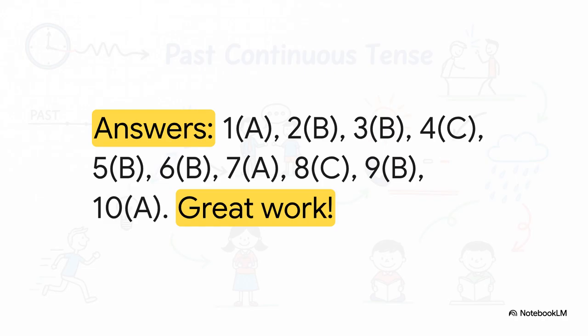And there are the answers. So how'd you do? Let's look at number 9. The right answer is didn't call, because the word yesterday refers to a finished time period. So it's a completed action, which means we need the simple past. But for number 7, he broke his leg when he was skiing. The skiing was the long background action that got interrupted.